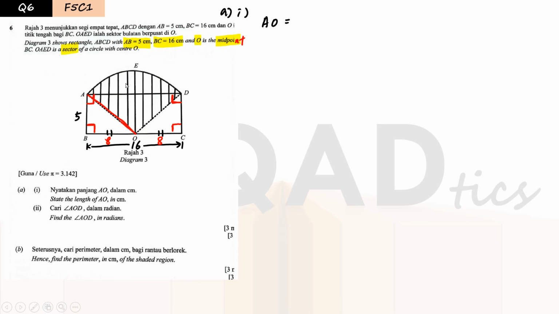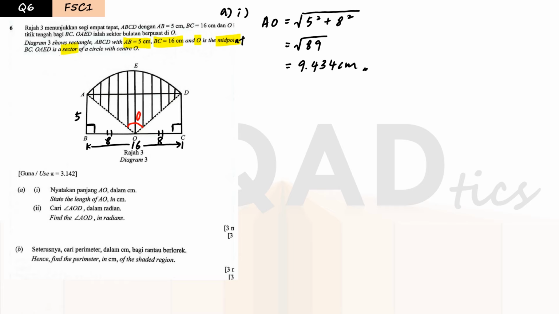To use the Pythagoras theorem, very simple. AO will be equal to the length of both sides, and we need to square them. So it's 5 squared and 8 squared, and then we sum them up together, and we need to square root. Once we put this into the calculator, the square root value would be 89, and if you want to find the decimal, it would be 9.434 cm. So this is the decimal format, and this is the square root format. And for part 2, we need to find out the angle AOD, which is here.